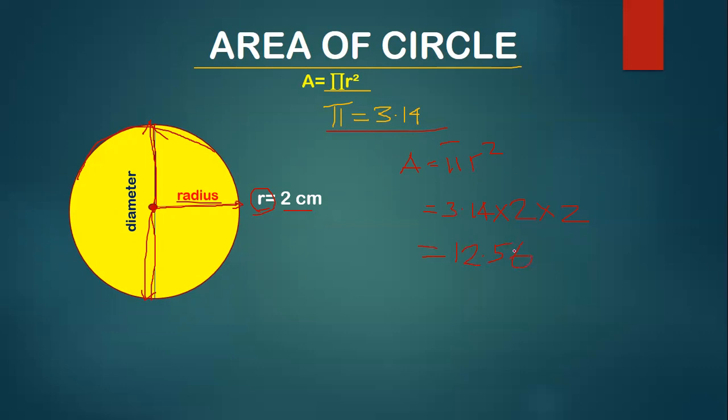That is just 12.56. Again, since we are talking about area, ang unit yan ay lagi yung naka-square unit. So the answer for this, or the area of this particular circle, is 12.56 square centimeters.